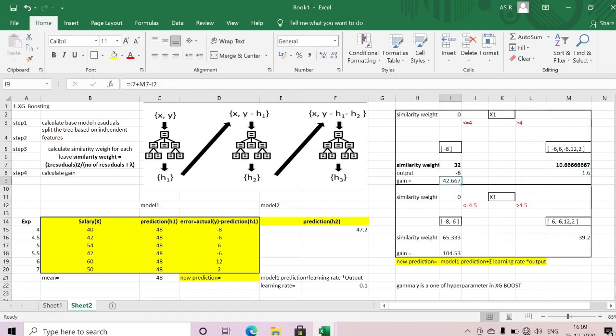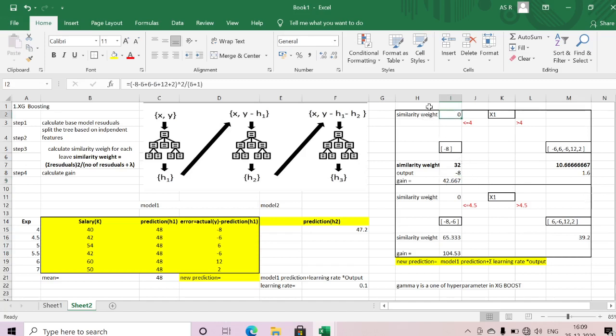Now we need to calculate the gain for this model. To calculate the gain, we sum all the leaves' similarity weights minus the similarity weight of the root node. Here it is 32 plus 10.66. I added these two leaves' similarity weights, and I need to subtract the similarity weight of the root node. Now if I calculate the gain, I got 42.66.